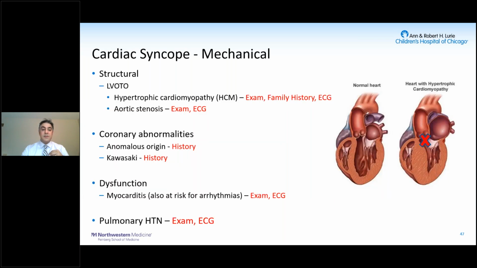Coronary abnormalities, anomalous origin, many times their history will only be exertional chest pain or syncope. Otherwise, they'll have a normal exam, ECG, family history. Myocardial dysfunction, myocarditis: if someone had a recent fever, they're tachycardic on exam, they have a gallop, that's concerning. And again, their ECG will have classic findings of low voltage QRS, ST changes. And pulmonary hypertension, rare, but again, these patients will have an abnormal exam, loud S2. They'll have ECG findings that are concerning for RVH.